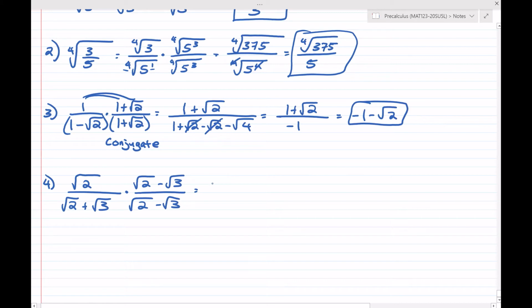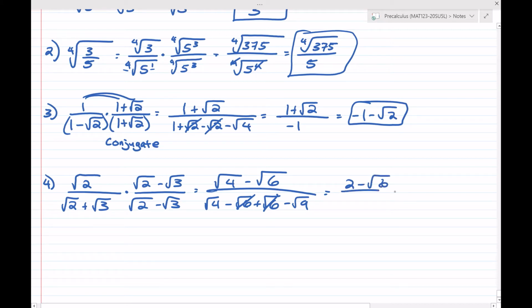We don't care about the top. It's just going to be the square root of 4 minus the square root of 6. And the denominator will get the square root of 4 minus the square root of 6 plus the square root of 6 minus the square root of 9. These cancel. The top is just the square root of 4, which is 2, of course. So we get 2 minus the square root of 6 over 2 minus 3, giving us the answer negative 2 plus the square root of 6.